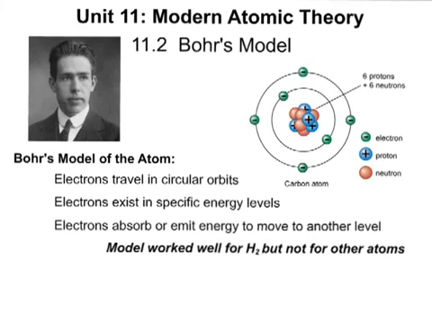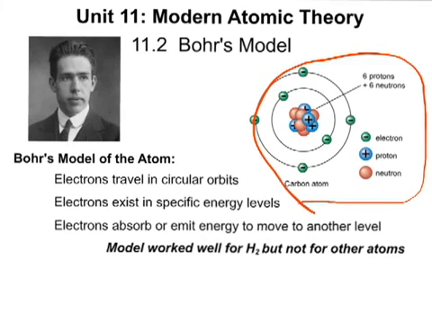So here you see a presentation of what that might look like here with a carbon atom. And he keeps the nucleus, and he decided that electrons would be traveling in circular orbits. This actually was later disproven. However, this was part of his theory at the time. He had some other ideas about the electrons, that the electrons actually exist in specific energy levels, and that they absorb or emit energy in order to move from one level to another. So we're going to talk about that for a little bit.